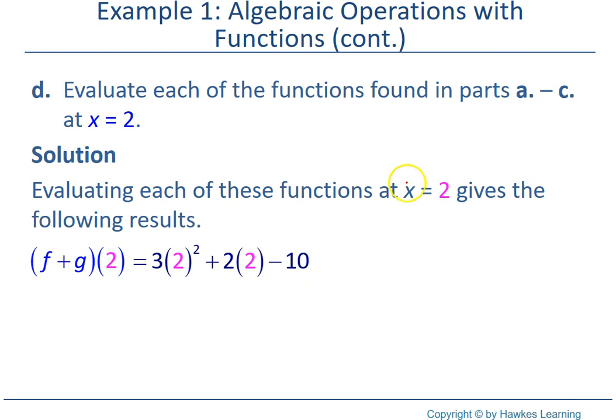Now let me do this one for you. So 2 squared is 4. So we have 3 times 4 here. 2 times 2 is 4. Minus 10. So this is 12, this is 16, minus 10 equals 6.